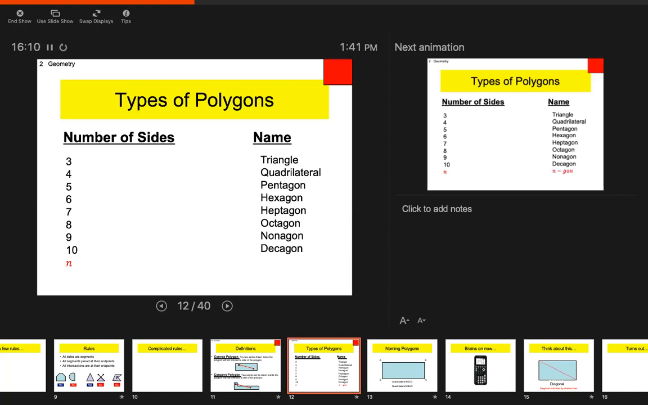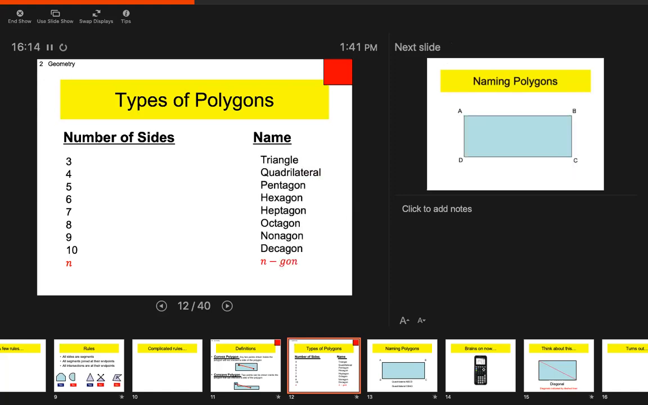So if a polygon has n sides, we call it literally an n-gon. You will see this plenty of times in our book. It says you have an n-gon. It just means you have a polygon of unknown number of sides. Typically, you're solving for n.